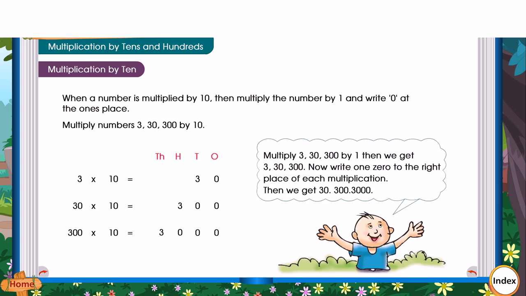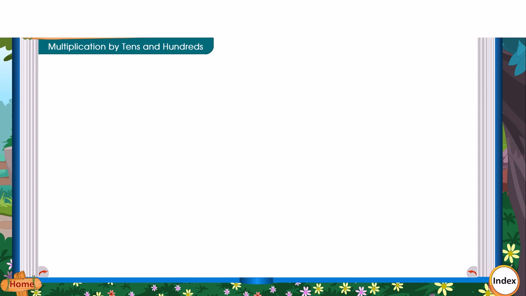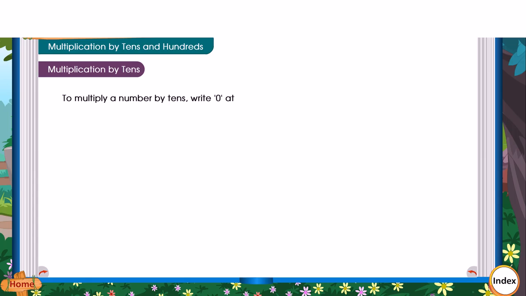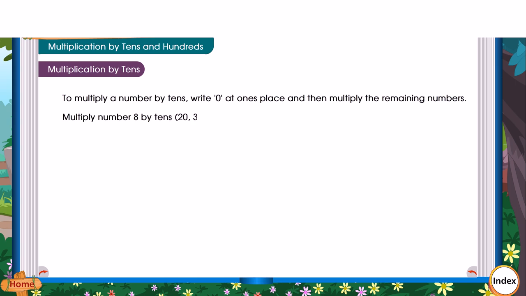Multiply 3, 30 and 300 by 1, then we get 3, 30, 300. Now write 10 to the right place of each multiplication by 10. To multiply a number by 10, write 0 at ones place and then multiply the remaining numbers. Multiply number 8 by 10, 20, 30, 40 and so on.